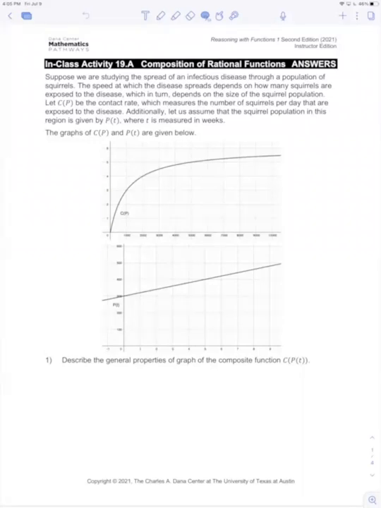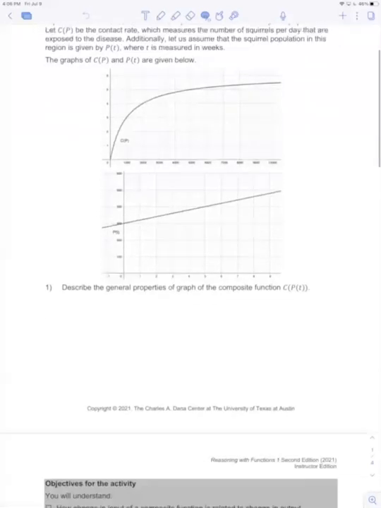1. Describe the general properties of the graph of a composite function C of P of T. Well, we could say that P of 0 is 300. The graph should have a vertical intercept greater than 0. And as T increases, P of T increases, so C of P of T should also increase. But C of P of T should level off like the graph of C of P does. Let's go to the next page here.